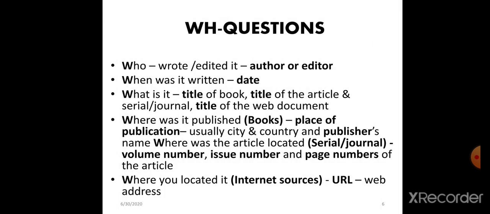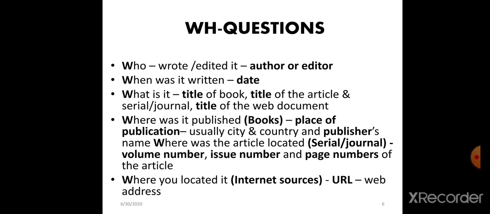Another important thing is the WH questions. Who, when, what, where. This slide is very important. Who wrote or edited it, the author or editor. When was it written? The date. What is it? The title of the book, the title of the article, and the serial or journal, the title of the web document. Where was it published? The place of publication, that's another important thing, usually city and country, and the publisher's name. Where is the article located: serial, journal, volume number, issue number, and page numbers of the article. Where you located it in internet sources: the URL. This is also an important thing.